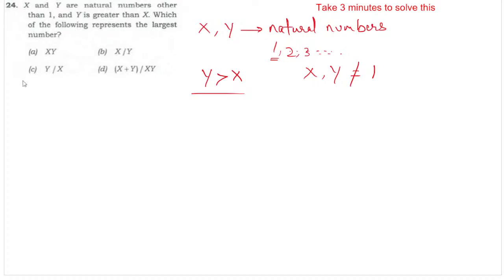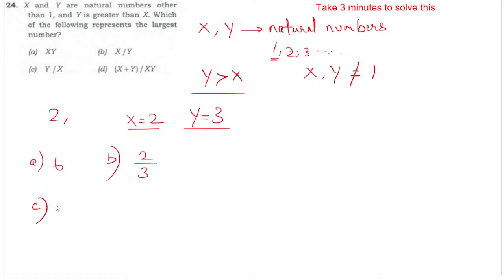In these type of questions, what you can do is select the numbers and then see which value is the highest. Here, you can't take 1 and 2, so you can take 2 and 3. Let x be 2 and let y be 3. If you calculate, x into y, option A, is 6, option B would be 2 by 3, option C would be 3 by 2, and option D is x plus y plus 5 divided by 6. So clearly option A is correct.